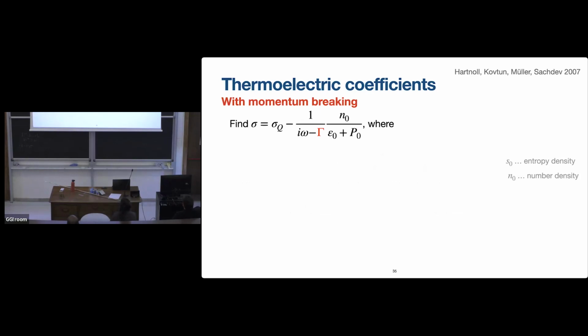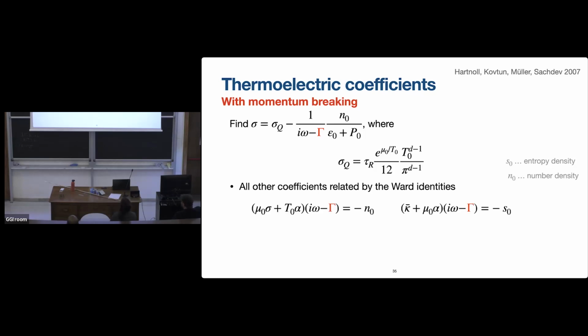With momentum breaking, the story is essentially the same. What I wrote on the board before basically enters: this Drude peak gets softened, so there's no longer this divergence as omega goes to 0. But again, the same kind of conclusion holds in this case.